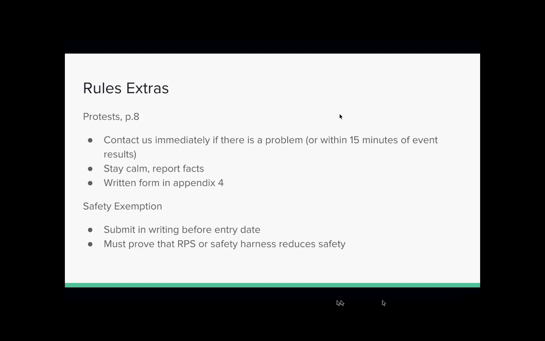And a couple extras here. We already talked briefly about the safety exemption. So I'll cover protests real quickly. We want to run a fair and straightforward competition for everybody, and for the most part, everything goes well. Every once in a while, there are some issues that need to be reported and we need to work through. In case you find something like that, let us know immediately if there's a problem. Certainly within 15 minutes of the event results or as soon as it happens during the event.